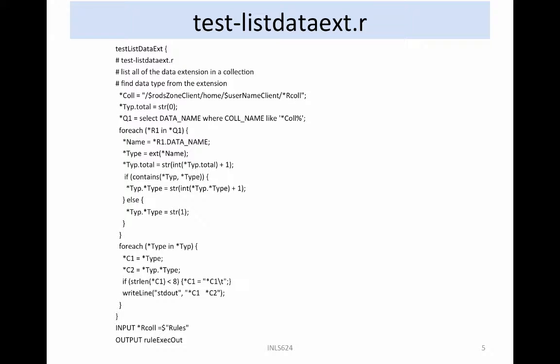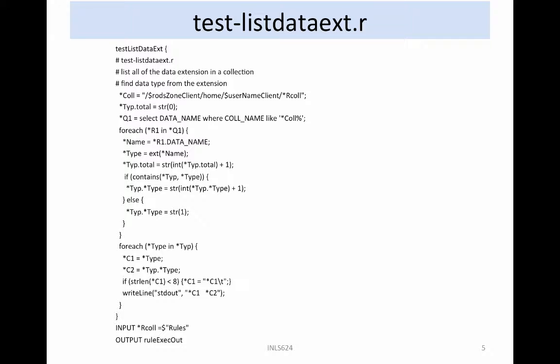The rule test list data ext.r is shown here. The rule is available at LifeLibZone Home RW More Rules Test List Data ext.r. The rule has an input parameter *Coll, which defines the collection that will be processed. A query is constructed to retrieve the data name for every file in the collection. For each file, the data type is extracted from the extension using the policy function ext.